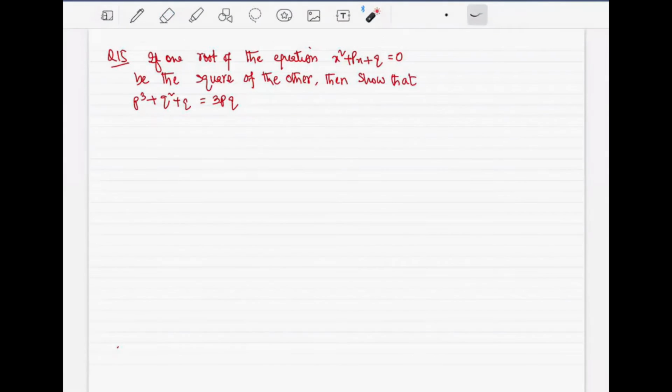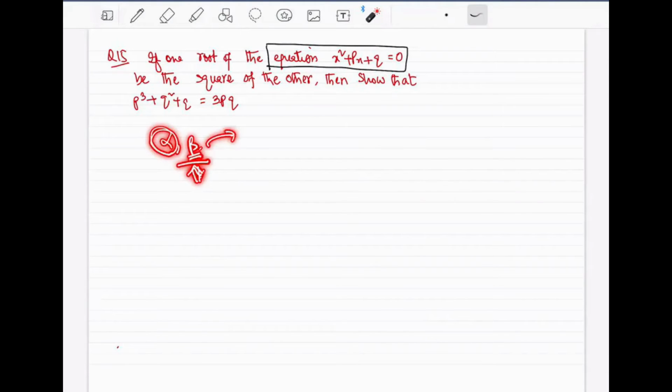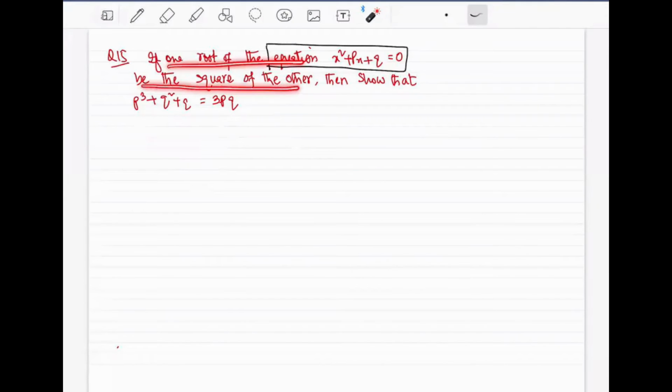Okay, look. First of all, if one root of the equation, what is the equation? This equation. Let me enclose it with a black rectangle. If I take alpha and beta, then this second root will be the square of the first one. No need to take beta then. If I take the first one as alpha, according to the question, the other root should be the square, right? So what will be the other root? The other will be alpha square. Why are we taking alpha square? Because the question says one root of the equation is the square of the other.